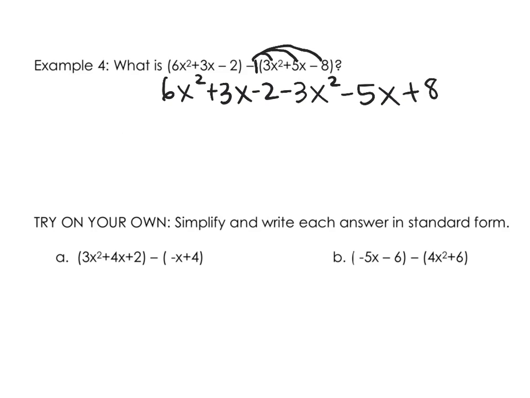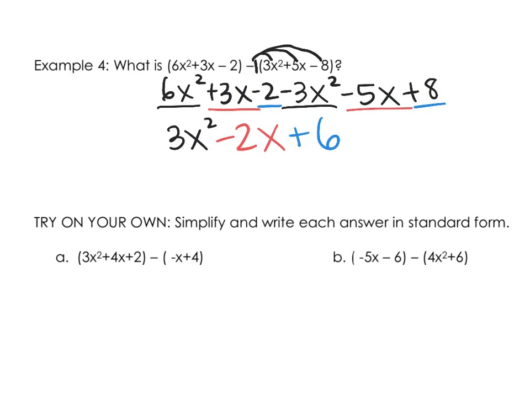So now that I have distributed that negative 1, I can combine my like terms. So 6x squared is going to go with negative 3x squared, giving me positive 3x squared. Then I see that 3x can go with negative 5x, which is going to give me negative 2x. And negative 2 is going to go with a positive 8, which is going to give me positive 6. So I double check. My answer is in standard form, so I am finished.